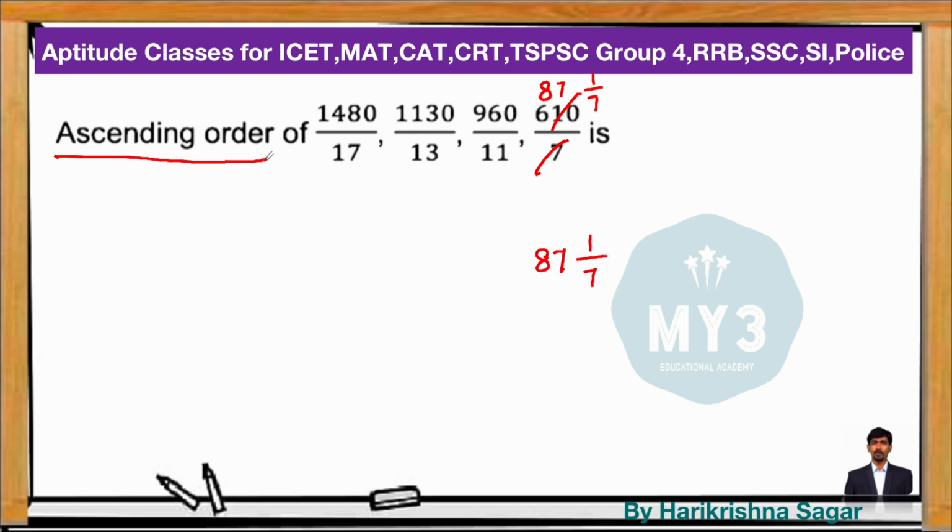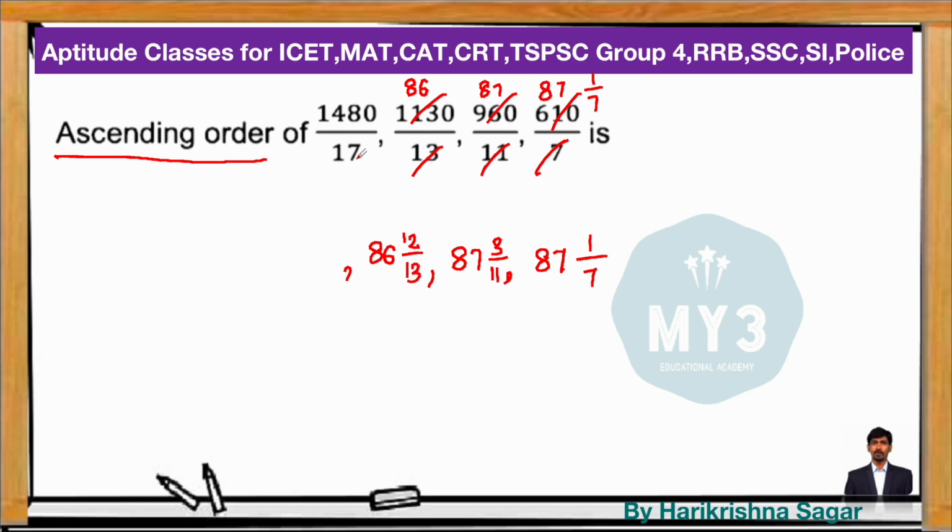And please observe, they are asking ascending order. That means smallest to greatest we have to go. Let's check the simplification of the next one. 11 8s are 88, and I am left with 80. 11 7s are 77. I am left with 3 by 11. Leave this. Moving forward to simplification of this one: in the 13 table, 13 8s are 104, and we are left with 90. 13 7s are 91, so 13 6s are 78. We are left with 12 by 13. So this is 86 12 by 13.